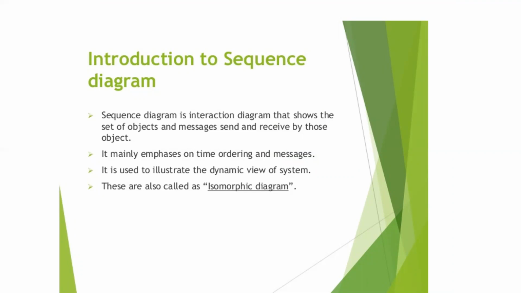So, a sequence diagram consists of objects and connections between these objects through some kind of message passing. These message passings are given in sequence. That is why it is called a time ordering diagram.